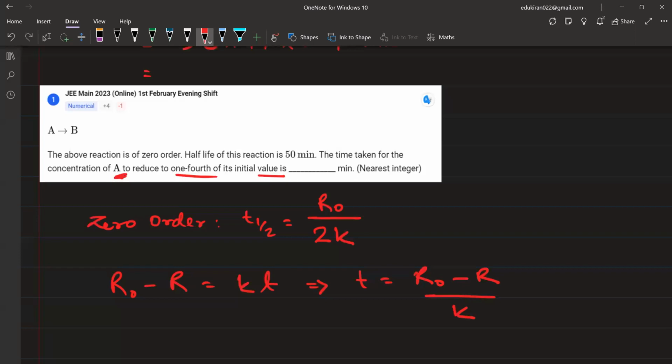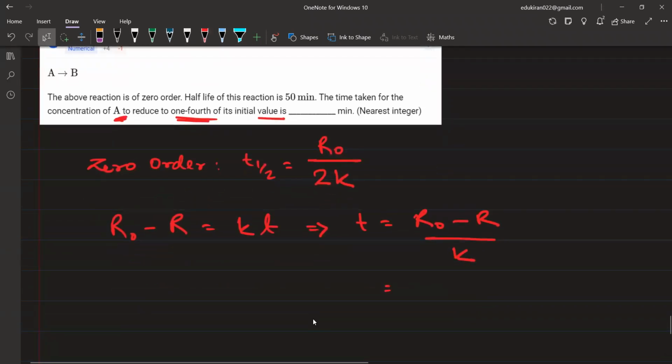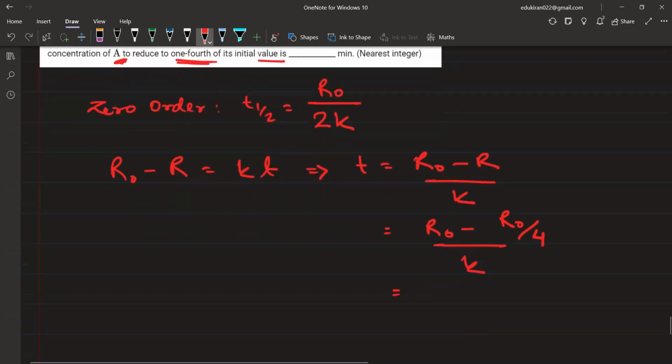So A is reduced to 1/4 of the initial value. है ना? So what is R? R is equal to 1/4. R naught minus R naught upon 4 लिख सकते हैं ना? ठीक है? कितना आ जाएगा ये? 3R naught upon 4K. ठीक है? हम देखेंगे यहाँ पे. This is equal to 50 minutes.